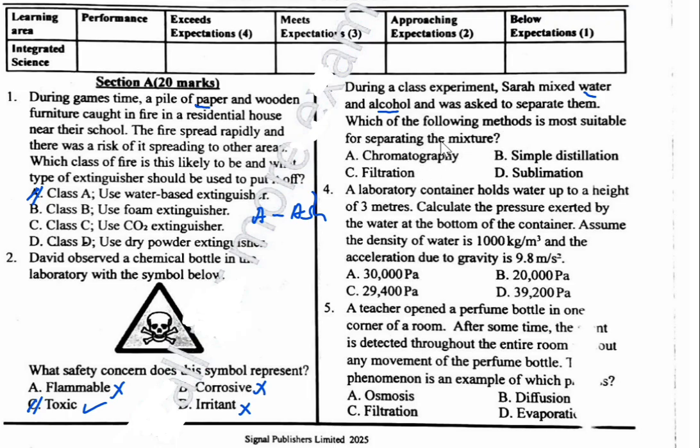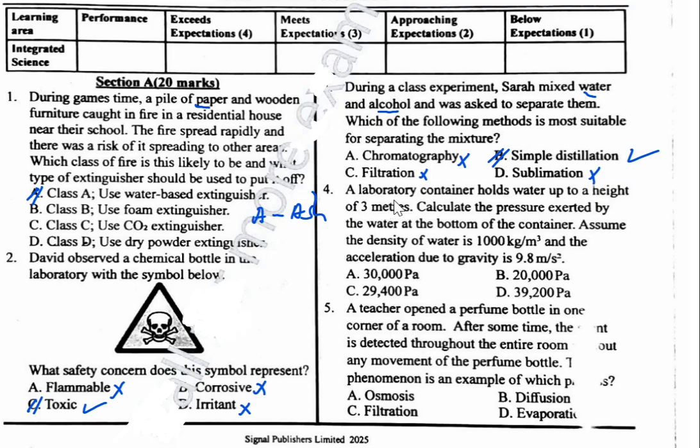So to start with, it is not chromatography. This is used to separate mixtures of pigments, for example, ink or dye. It is not filtration, because filtration works for insoluble solids in a liquid. But also it is not sublimation. Sublimation is usually used when one of the substances sublimes, e.g. iodine. Therefore, since these two are miscible liquids, we're going to use simple distillation. And therefore, the correct option is B.